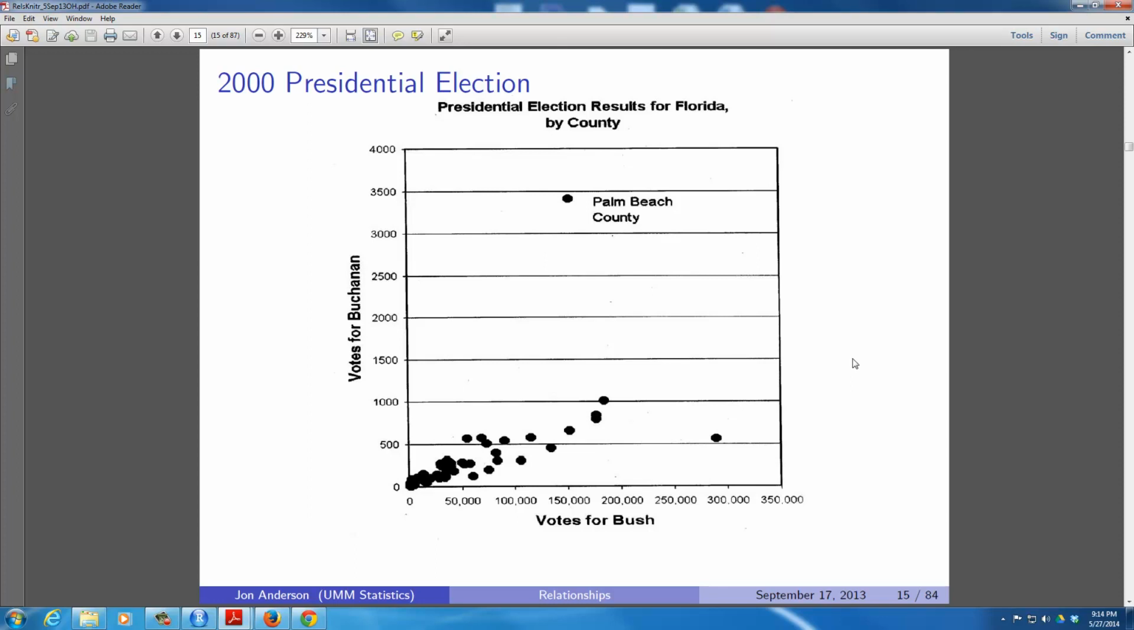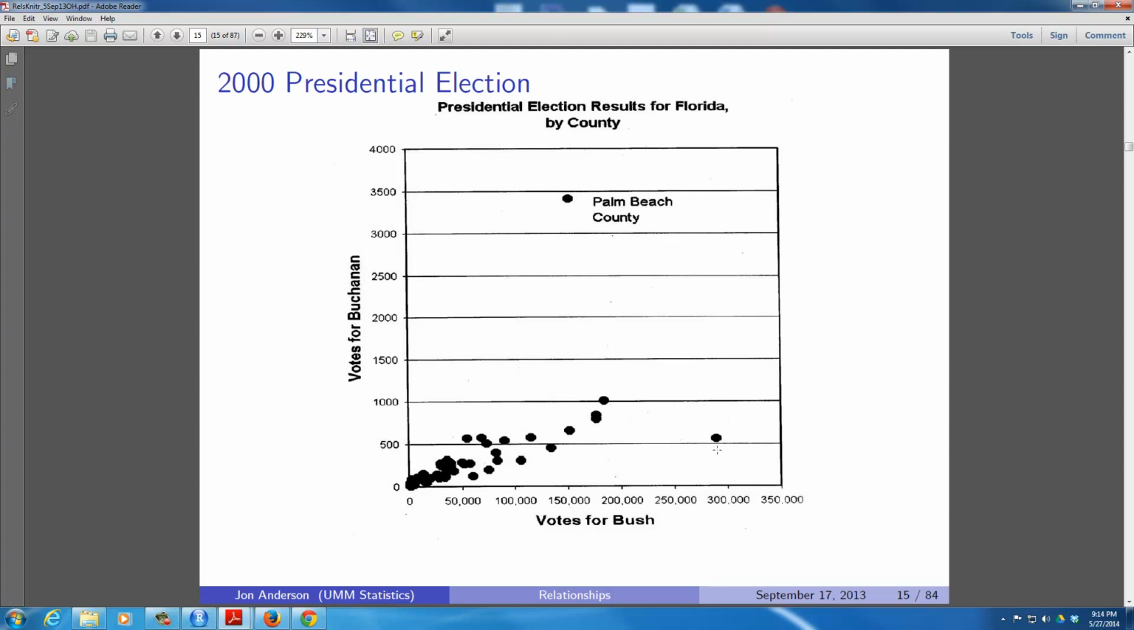Here's a very interesting scatter plot back from the year 2000 presidential election between the primary candidates. The major party candidates were George Bush, the younger, for the Republicans, and the Democratic candidate, I believe, was Al Gore. And so what we observed in that presidential election for the election returns in Florida was this very abnormal outcome in Palm Beach County, Florida.